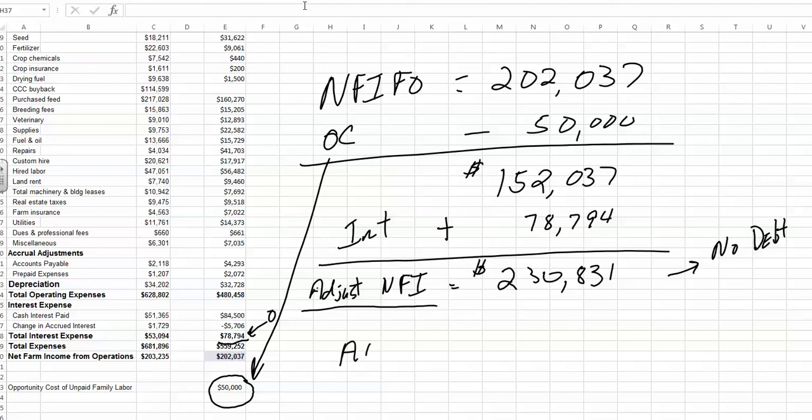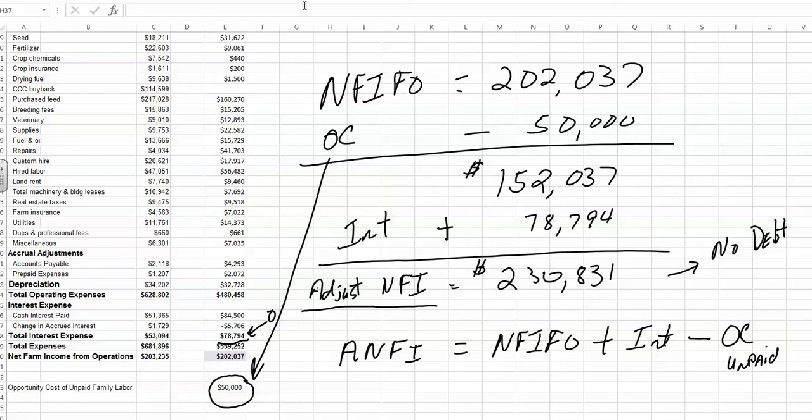That's a very specific term, adjusted net farm income. So if you come down here and say adjusted net farm income, what it is, it's net farm income from operations plus interest minus the opportunity cost of unpaid labor and management. Unpaid labor and management. Okay? A very, very important concept, adjusted net farm income. It treats the farm as if it has zero debt, and it incorporates a payment, even though it's not a cash payment. It incorporates an allocation for unpaid family labor.